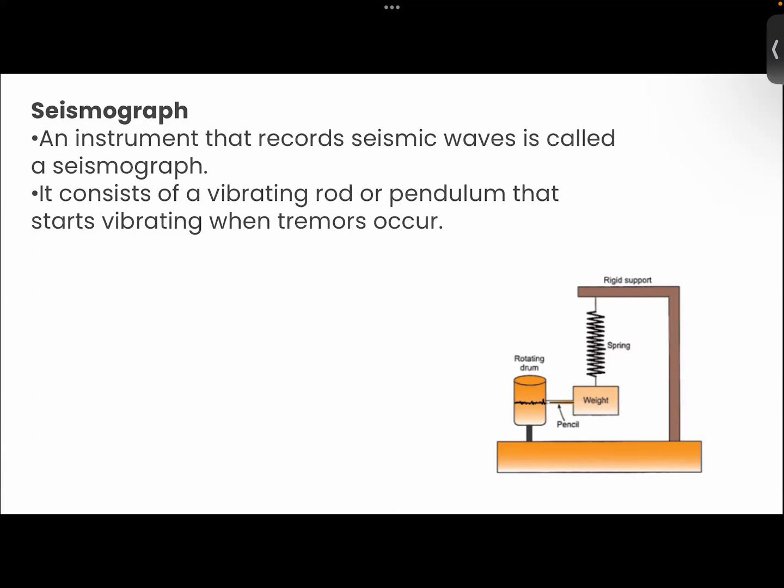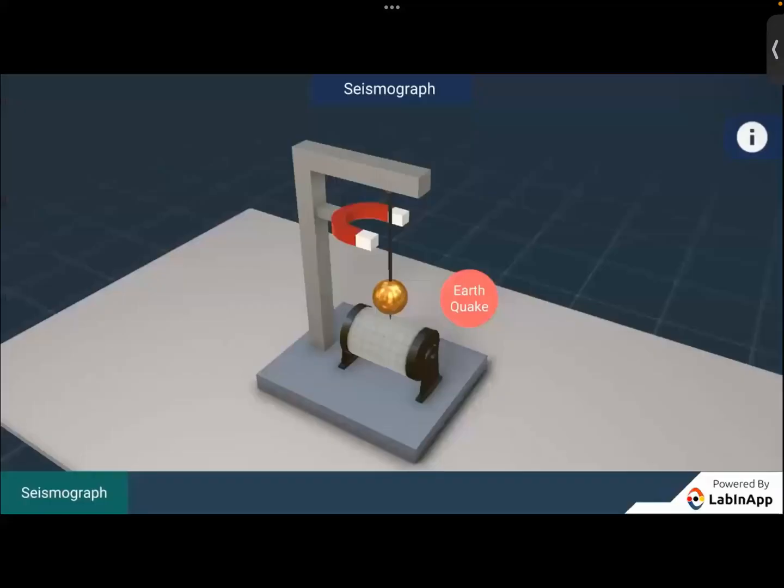Now let's understand the structure of this seismograph. There are two or three main components in this seismograph. It will consist of a pendulum or a vibrating rod that will vibrate when the tremors occur. Tremors are basically what we refer to as earthquakes. Tremor also means vibrations. This seismograph is placed on a flat surface, and when an earthquake occurs, this pendulum will move. See this, I have an animation for you guys, and that will give you more clarity.